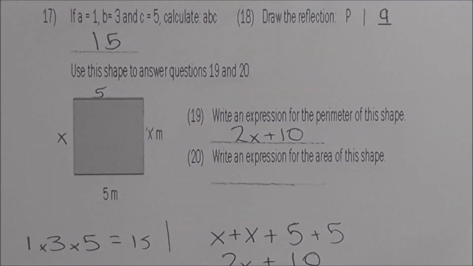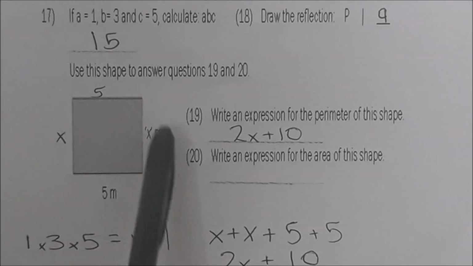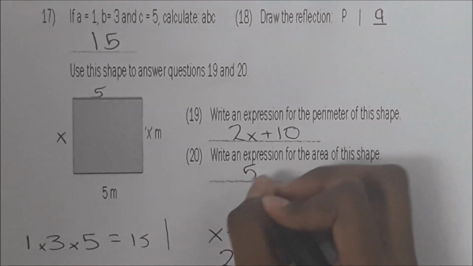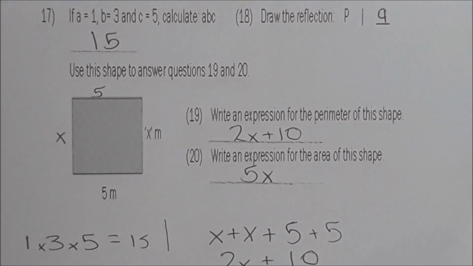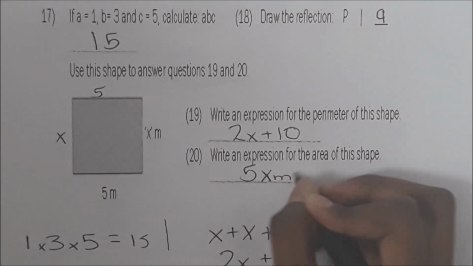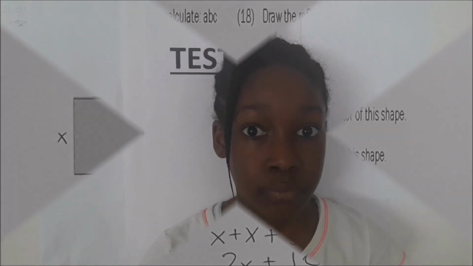Okay, now let's see if you remember for the area. Write an expression for the area of this shape, number 20. What are you doing for that? Multiply 5 and x. Okay, so just put the answer on the line. 5x. What else? Meters squared. Right, you're writing area, so you have to remember to write it in square units. 5x square meters. Very good.